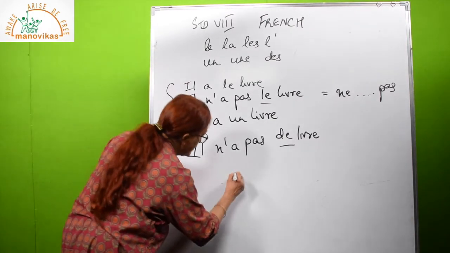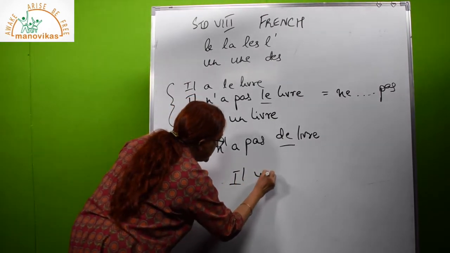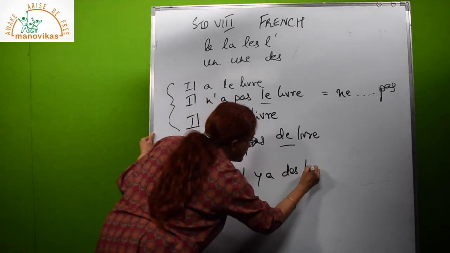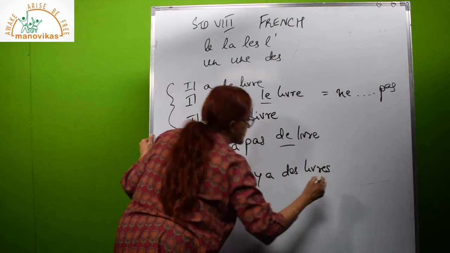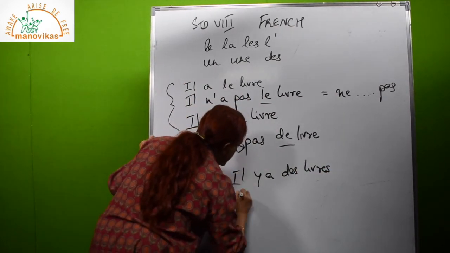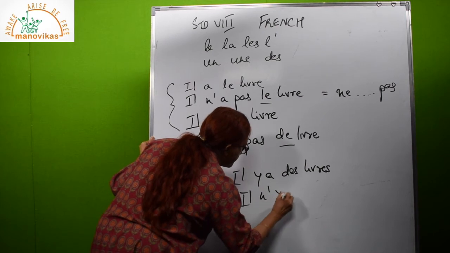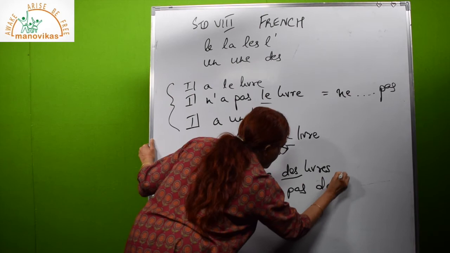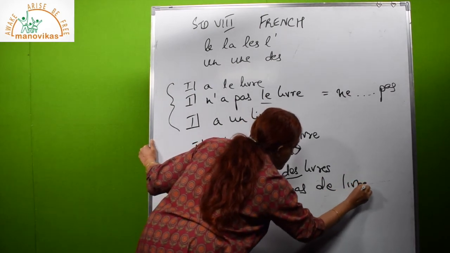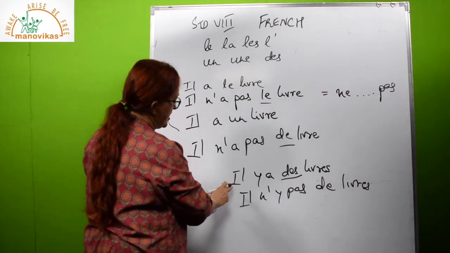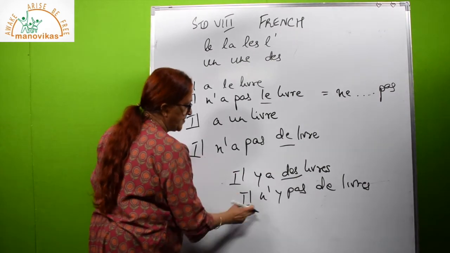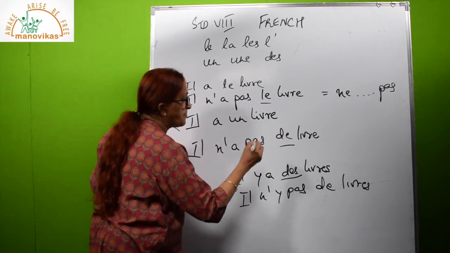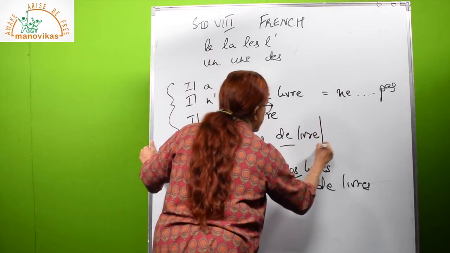They are saying il y a des livres. And when they are saying il n'y a pas, this des is becoming de. Okay, so if I say there are some books, there are no books. There aren't any books.